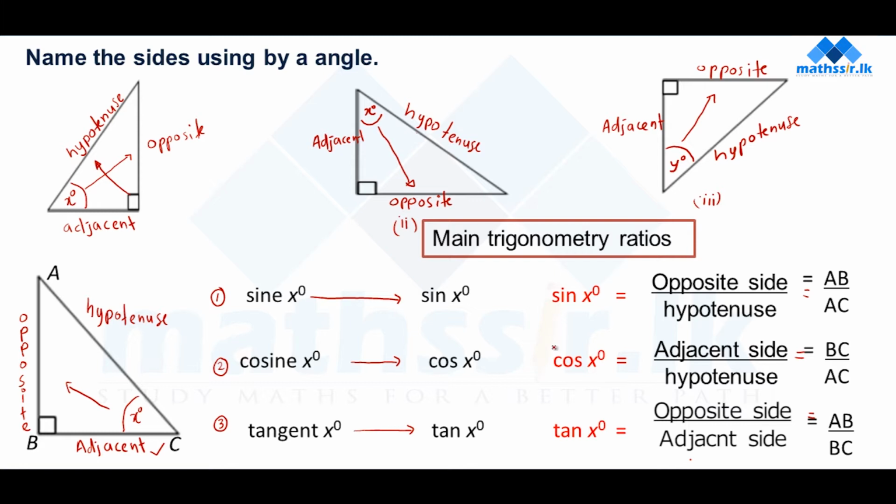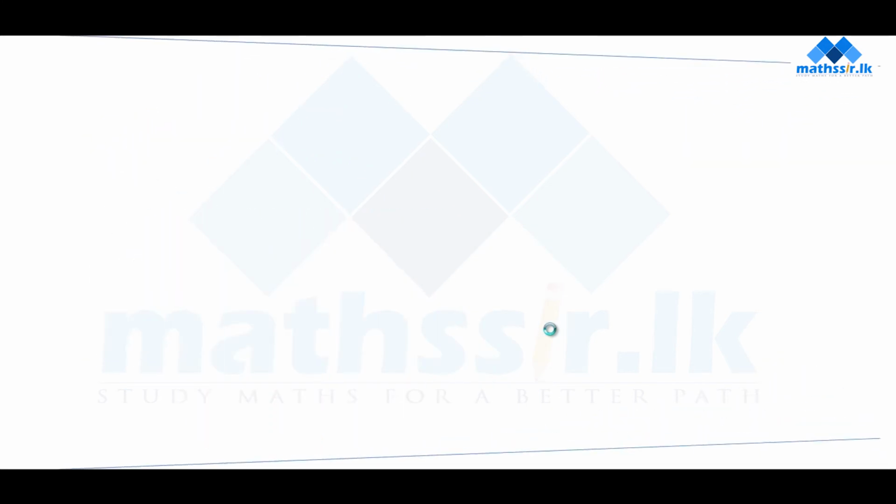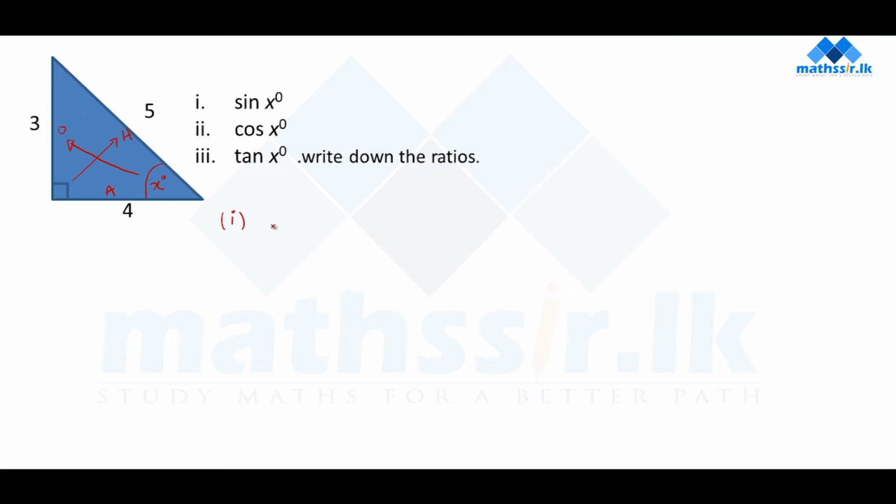Definition of sine, cosine and tan. Now you know that. First of all, we take an example of how to apply these main trigonometric ratios. Considering the angle x, this side we call opposite, adjacent, and opposite of 90 degrees hypotenuse. First one, ratio of sine x. You know, opposite divided over hypotenuse.